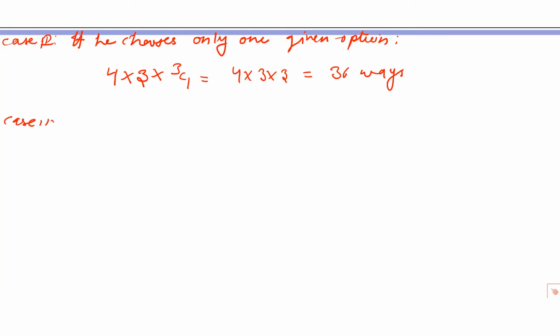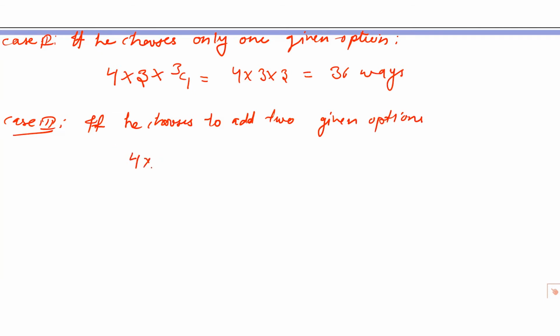Case third, if he chooses to add two given options, then he can order the pizzas in 4 into 3, the same 4 different pizzas coming in 3 sizes. But if he chooses to add 2 options, then out of 3 options he can choose any 2, which can be done in 3C2 ways. So again it will be 4 into 3 into 3, that is 36 ways.